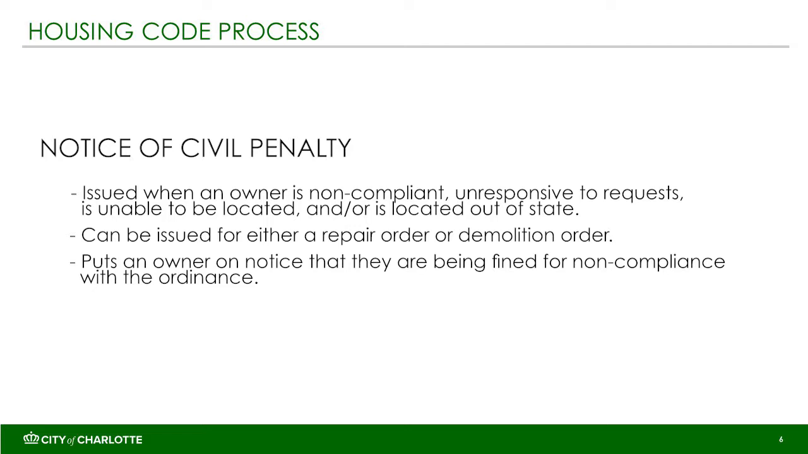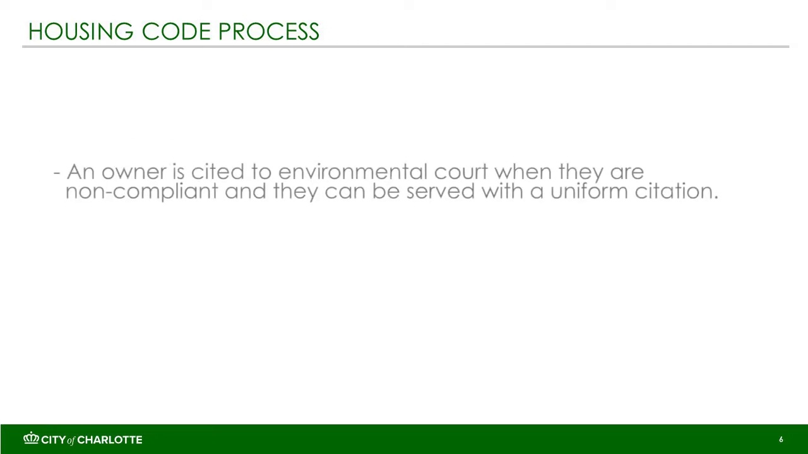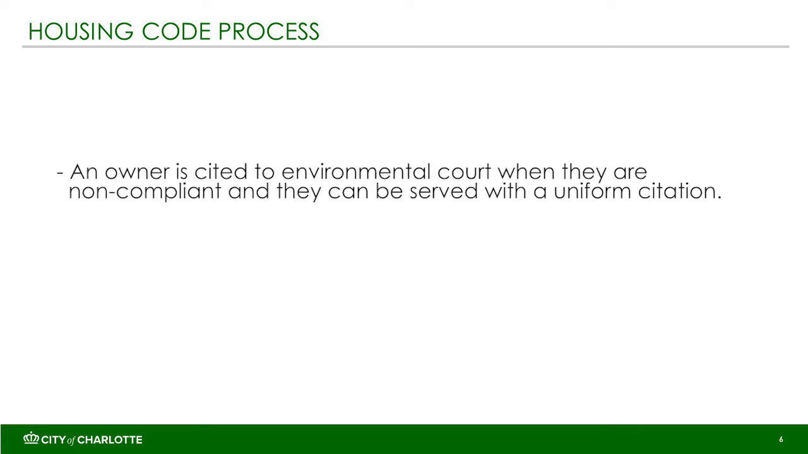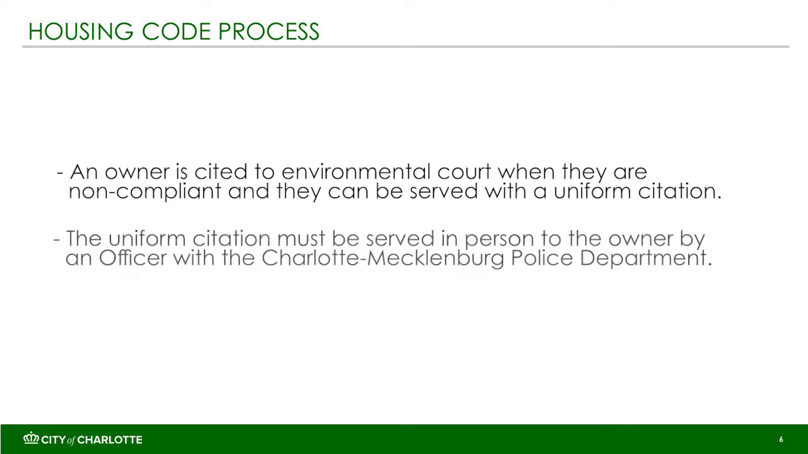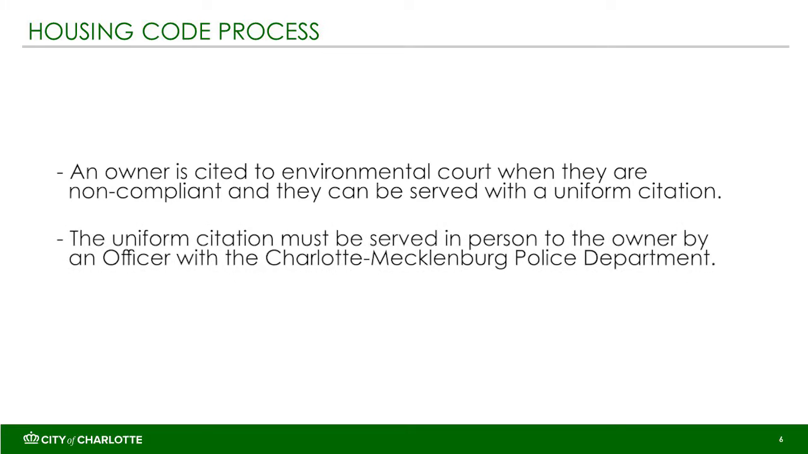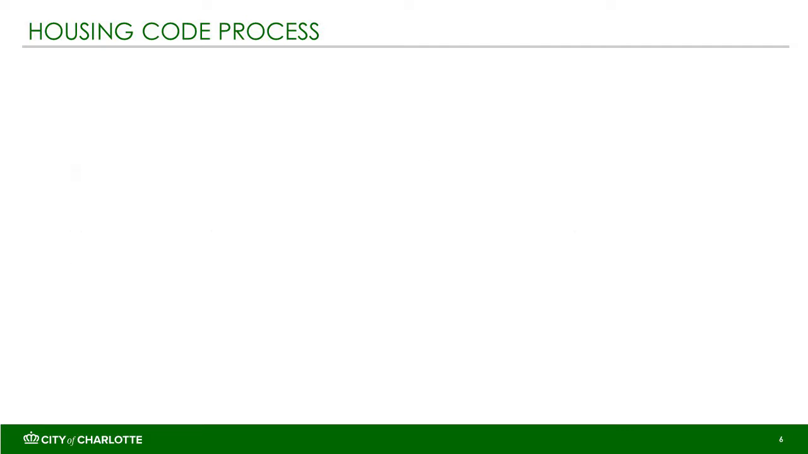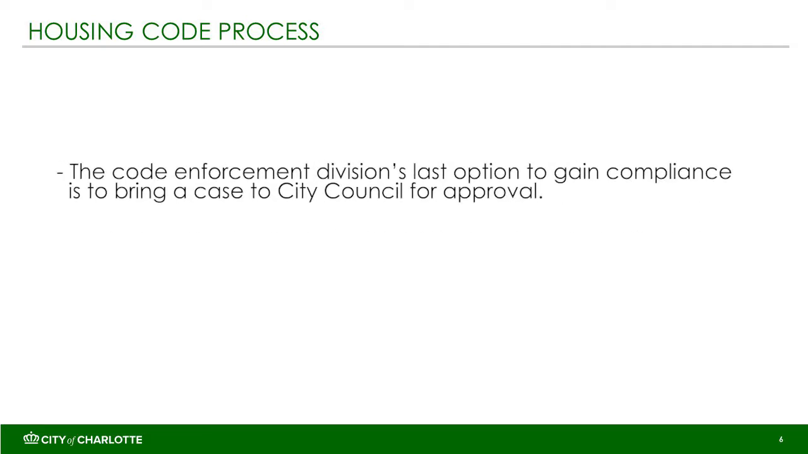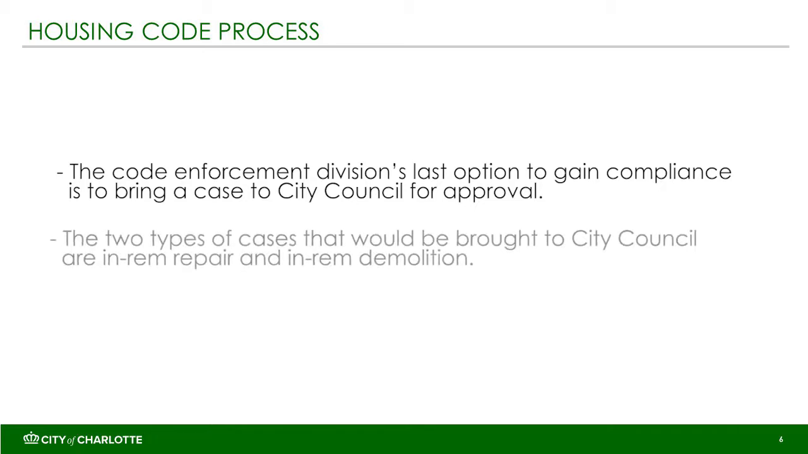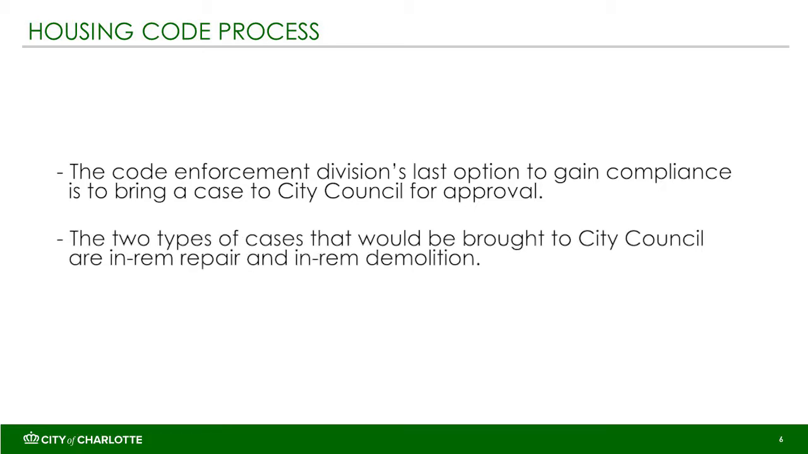Code enforcement does not issue civil penalties to owner occupants. An owner is cited to environmental court when they are non-compliant, and they can be served with a uniform citation. The uniform citation must be served in person to the owner by a Charlotte-Mecklenburg police officer. The Code Enforcement Division's last option to gain compliance is to bring a case to City Council for approval. The two types of cases that would be brought to City Council are in-rem repair and in-rem demolition.